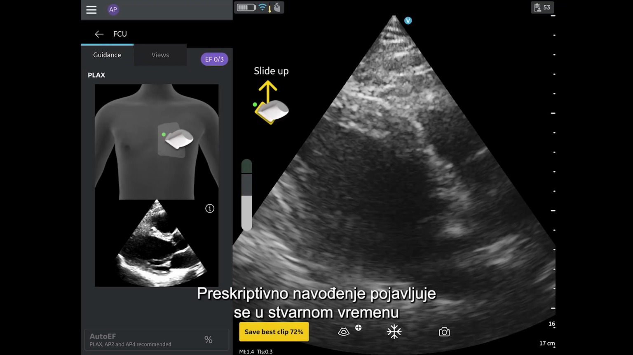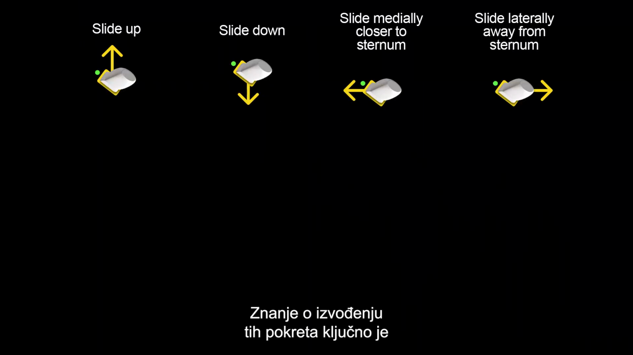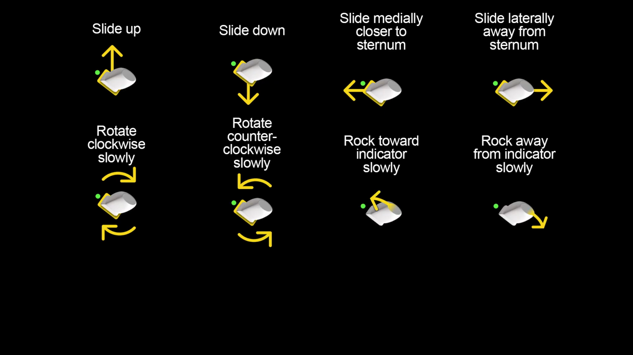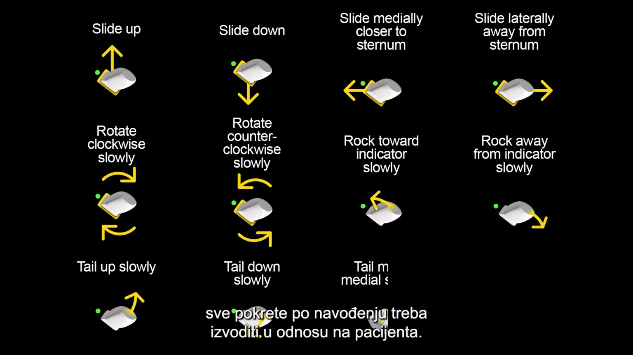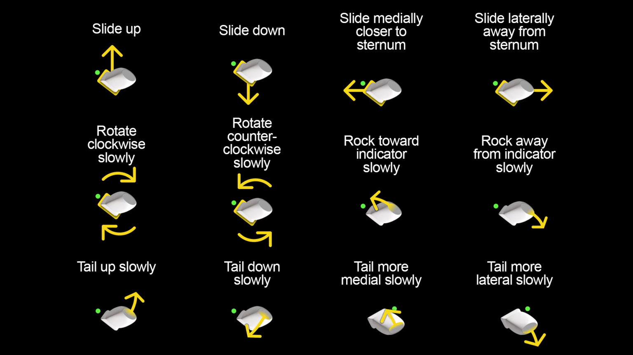Prescriptive guidance appears in real time, providing turn-by-turn guidance. Understanding how to make these movements is crucial for effective usage of the software. It is important to note that all guidance movements are to be made in relation to the patient. Please note that the prescriptive guidance icons may look slightly different on the most current software, but the concepts are the same.